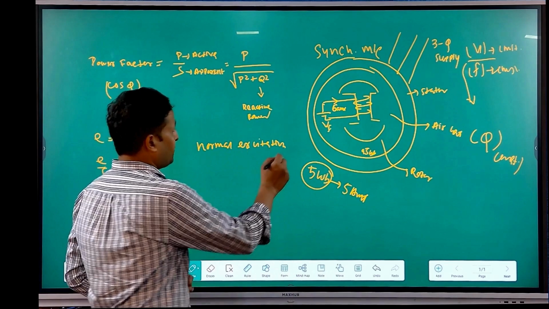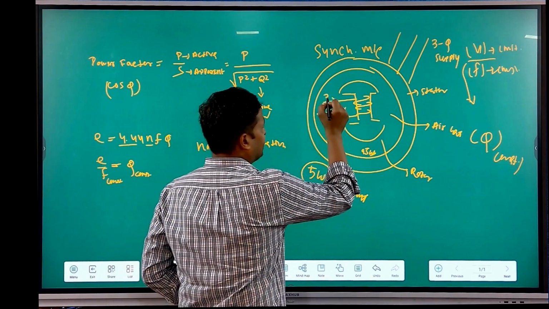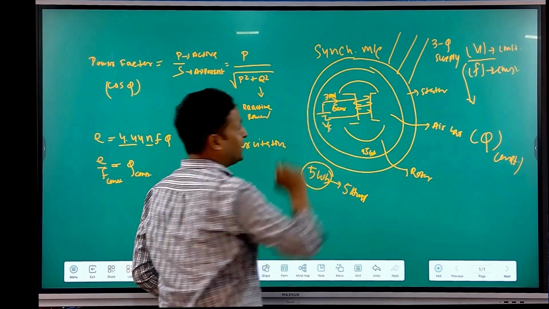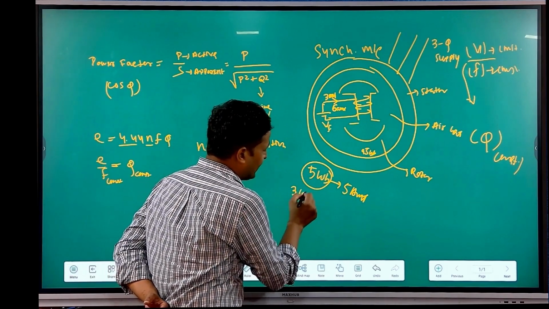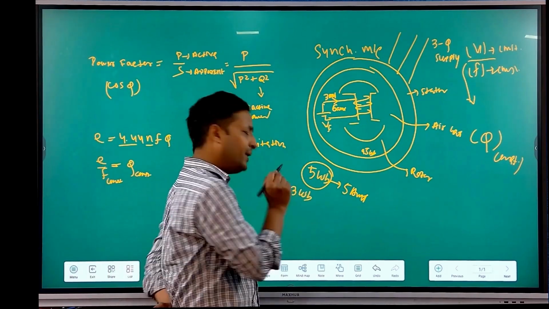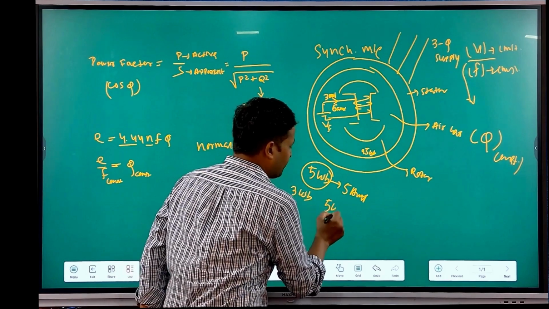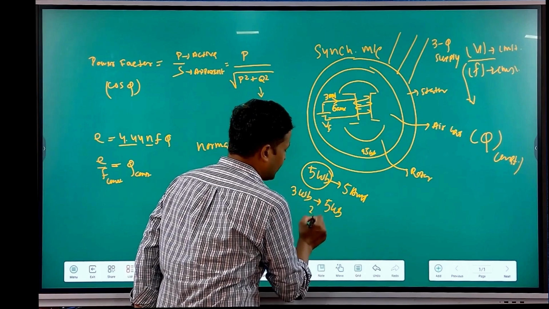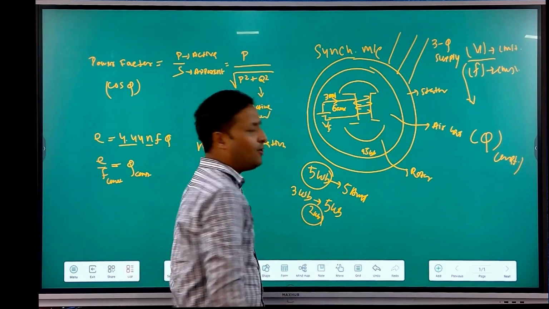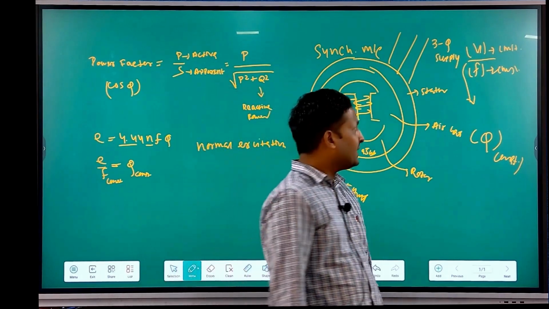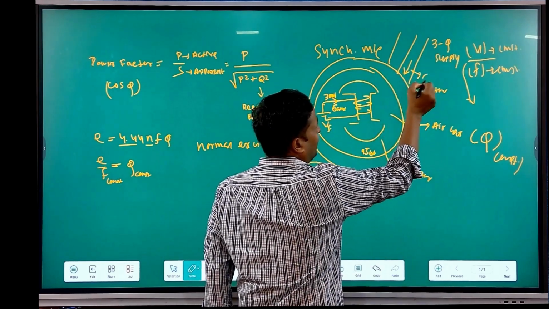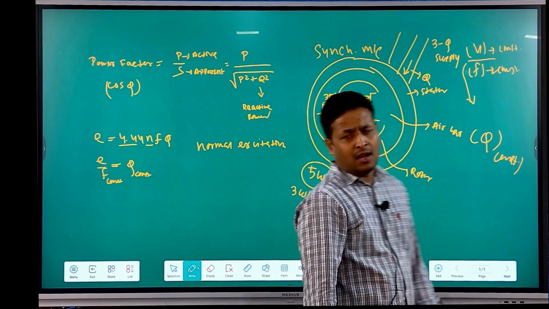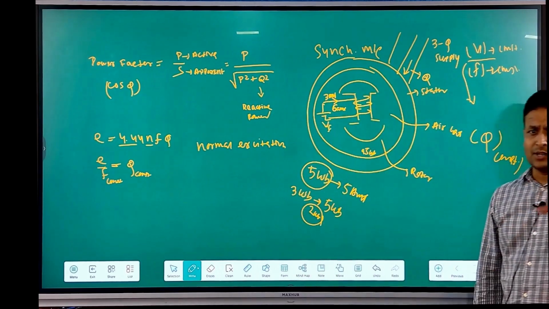Whereas, if the DC supply given to it is able to produce a current of 3 ampere, it will generate a flux of 3 Weber. But the air gap flux required is 5 Weber. That means you have a shortage of 2 Weber flux. So, how to get the 2 Weber flux? Under that condition, the motor will draw reactive power from the supply to compensate that 2 Weber flux.